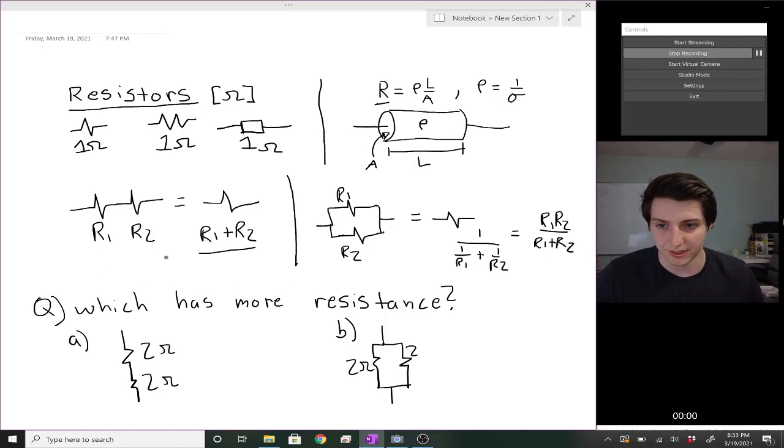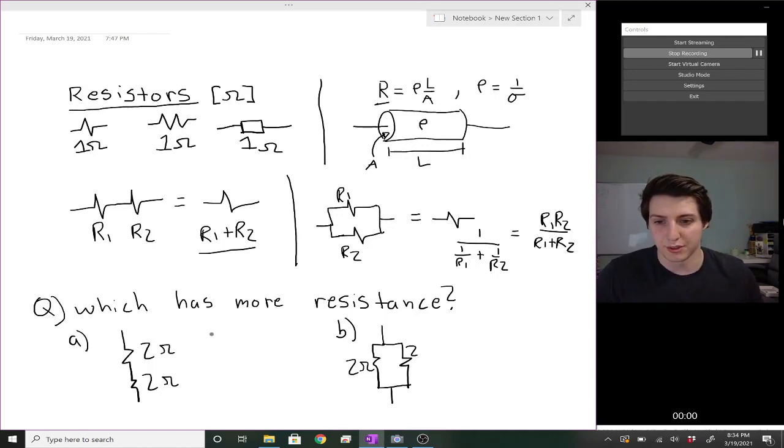So we have resistors in series here and then in parallel here. If you have more than two in parallel, you would just throw the remaining terms of the inverses onto this sum here. So we can look at a simple question.